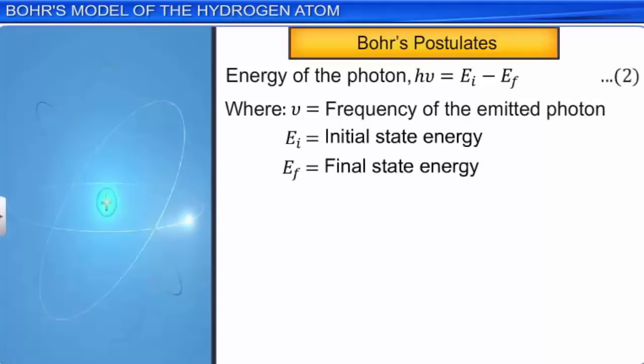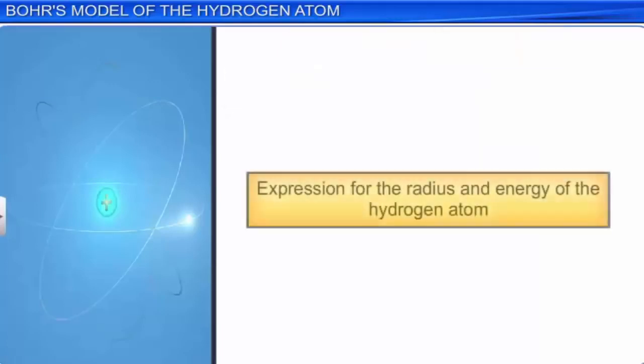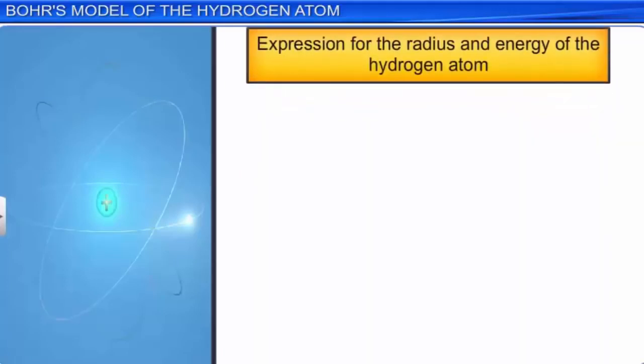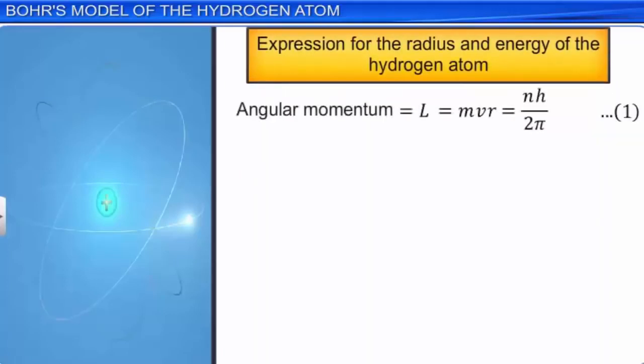Let us now derive the expression for the radius and energy of the hydrogen atom. From equation 1, we can write m v_n r_n = nh by 2 pi. Here, n is an integer, r_n is the radius of the nth possible orbit, and v_n is the velocity of the electron in the nth orbit. Let this be equation 3. The allowed orbits are numbered 1, 2, 3, and so on, according to the values of n, which is called the principal quantum number of the orbit.